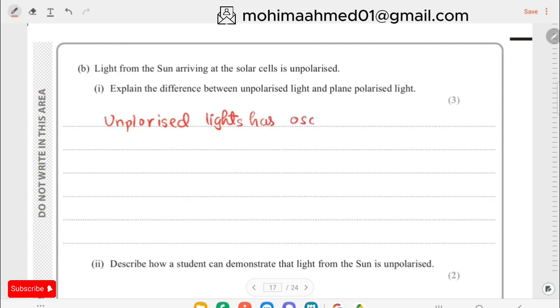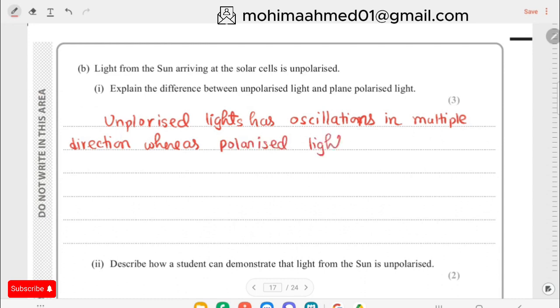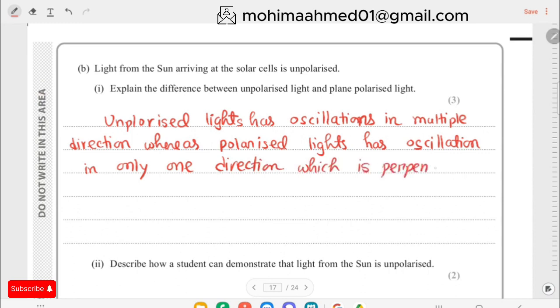Unpolarized light has oscillations in multiple directions, whereas polarized light has oscillation in only one direction, which is perpendicular to the direction of wave travel.